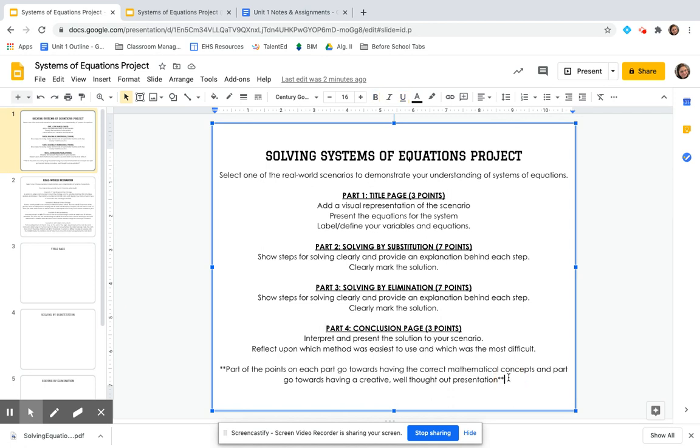Part of the points on each section go towards having the correct mathematical concepts, and part of them go towards having a creative, well thought out presentation. What that means is don't just slap it all on there, at least make it look decent, okay? I'm not expecting perfection on this. I just want it to look nice, okay?